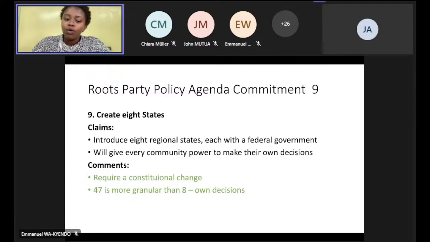This is more viable for 47. 47 is more granular for a community to be able to make their own decisions compared to making it into larger sections of just 8. Plus, when the constitution was being made, the Kenyans voted for 47 compared to the 8 that was there before.